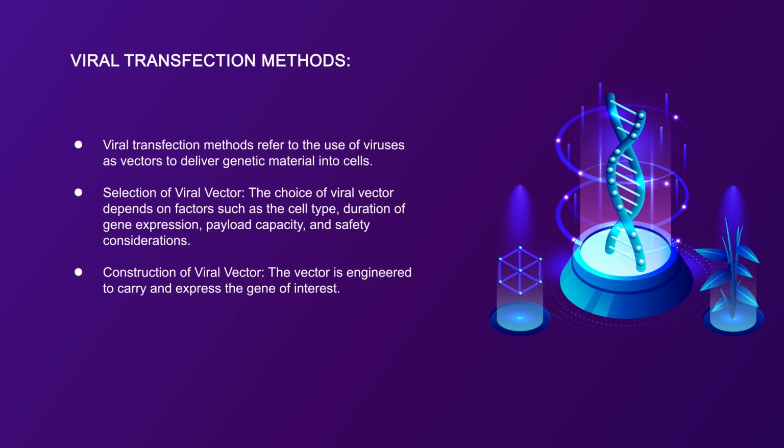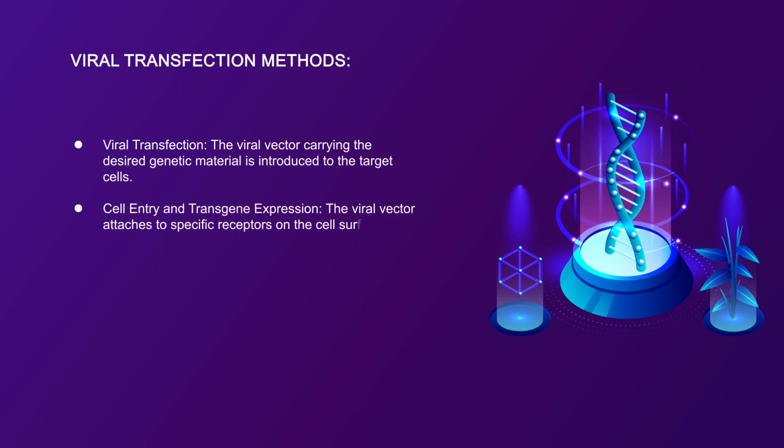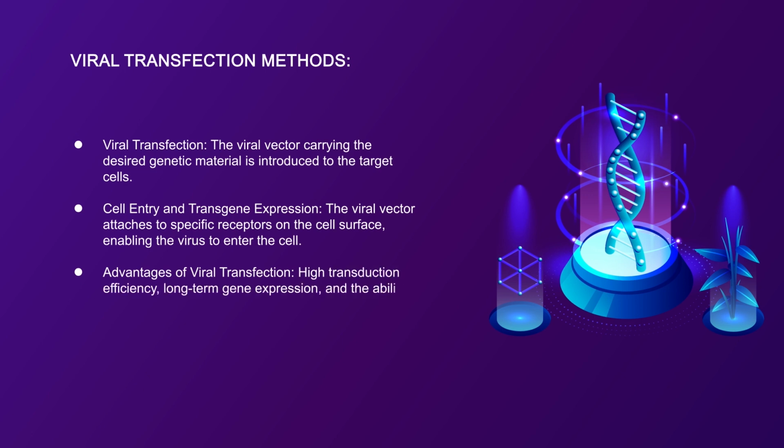Another crucial point is construction of a viral vector. The vector is modified to remove or disable genes responsible for the replication and pathogenicity of the virus. The vector is then engineered to carry and express the gene of interest, which is followed by the viral transfection, meaning the viral vector carrying the desired genetic material is introduced into the target cell. This can be done by direct application of the vector to the cells through viral particle infection or by packaging the vector into viral particles.